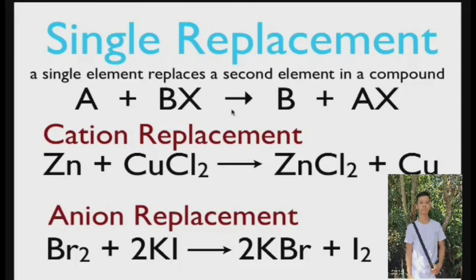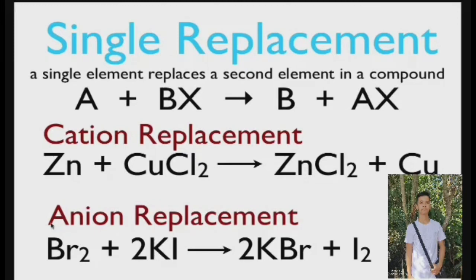There are two different kinds of single replacement reaction. We have cation replacement and anion replacement. Cations are positively charged ions, which are metals, so we have a metal replacing a metal. Here zinc is our single element. It replaces the second element, copper, and therefore we are going to have copper by itself. The zinc kicks the copper out, and then we have zinc chloride.